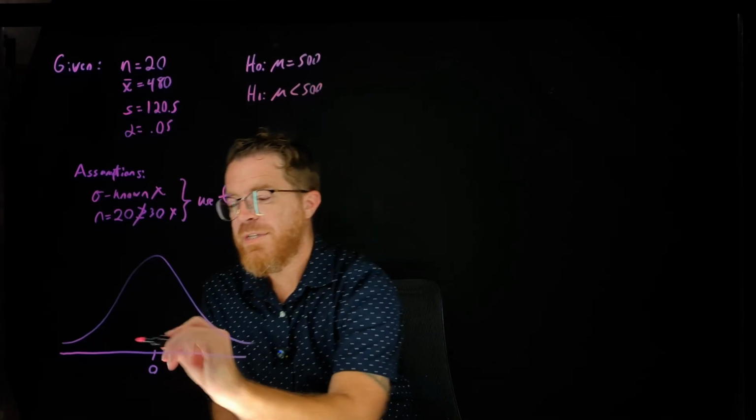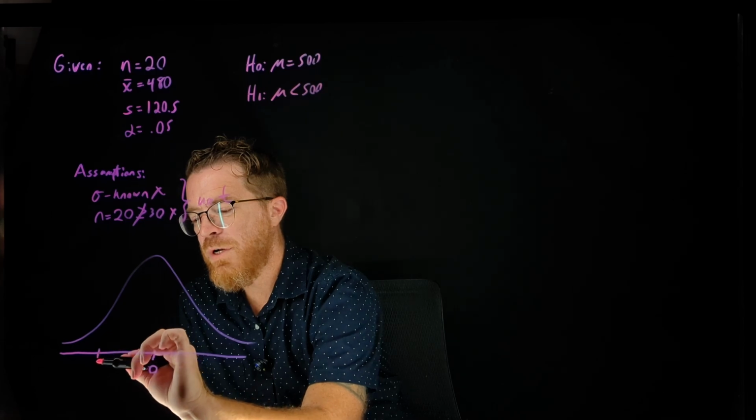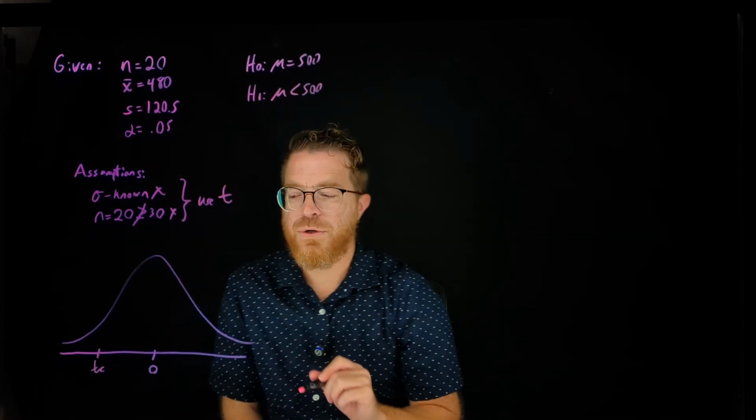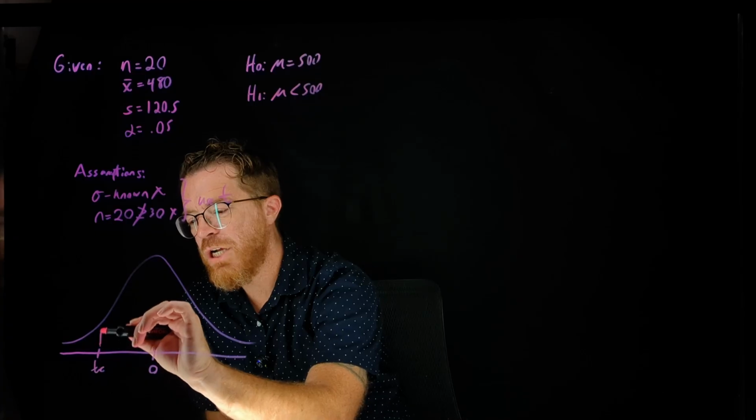So this means we're doing a left tail test, meaning that we will have some critical value, which I'm just going to call t critical, that is here, which will give us our rejection region.